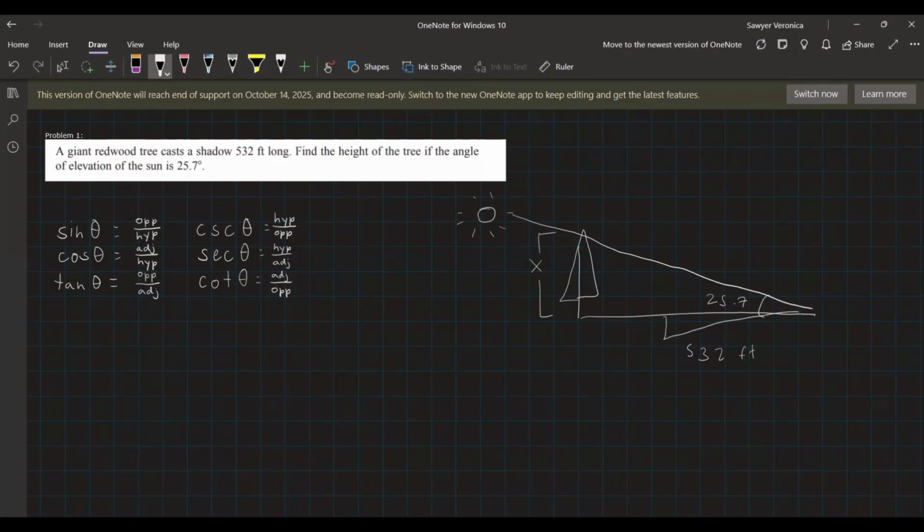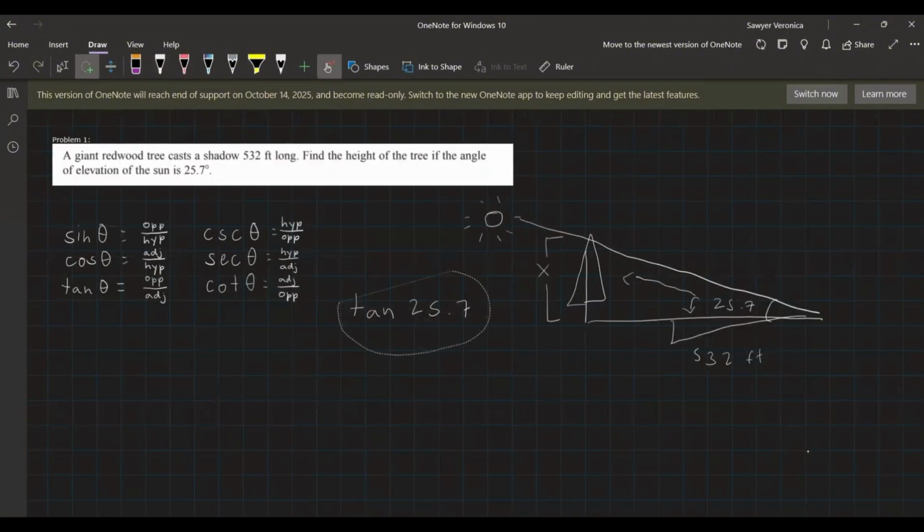We have the angle, the side adjacent to the angle, and we're looking for the side opposite to it. So in this problem, we will be using tangent. Tangent 25.7 is equal to the opposite over the adjacent sides. The opposite side is x, and the adjacent side is 532.